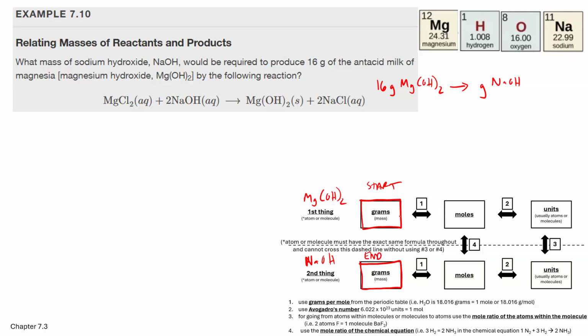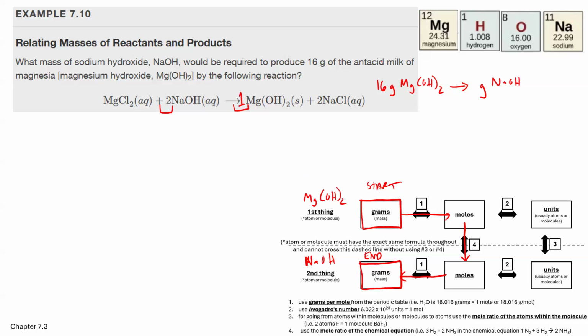All right, so how to do this is we cross first arrow 1, which is grams per mole from the periodic table. Then we go from moles of magnesium hydroxide to moles of sodium hydroxide using number 4, the mole ratio of the chemical equation, which is a 2 sodium hydroxide to 1 magnesium hydroxide mole ratio. Last step is we cross this other number 1, and we're going from moles of sodium hydroxide to now grams of sodium hydroxide, right? So a pretty long problem. Let's check it out. Let's start it.